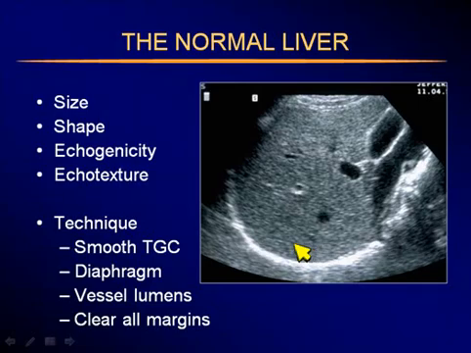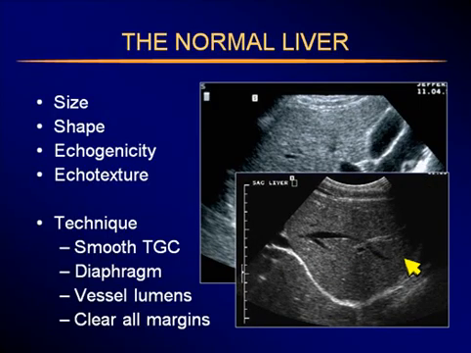The liver is very susceptible to technique. We have to make sure that we have a nice smooth TGC curve. We want to make sure that the penetration goes all the way back to the diaphragm. Here is this curvilinear bright structure. We would like to have the vessel wall, vessel lumens clear of extraneous echoes. And when we scan the liver, we want to make sure that we clear all of the margins of the liver. In this case here, we have very good technique coming through this side of the image.